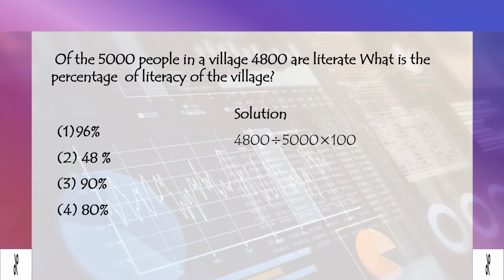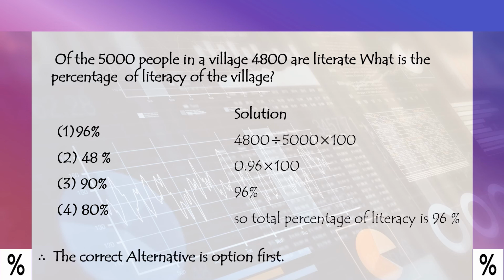Out of will come up. Out of 5,000 people will come, 5,000 will come in the denominator. कितने people है 5,000 में से 4,800, that will come in the numerator multiplied by 100. Okay, so when you simplify it you will get 0.96 into 100 which is equal to 96%. So the correct alternative is option number 1, 96%.